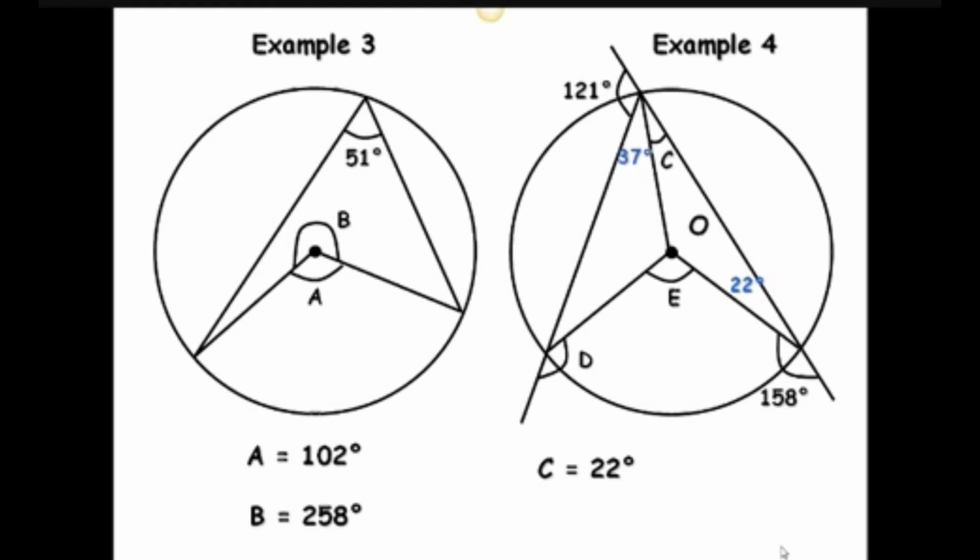Which of course means the missing angle there that I've just marked is 37 because C, that missing angle, and 121 form a straight line.